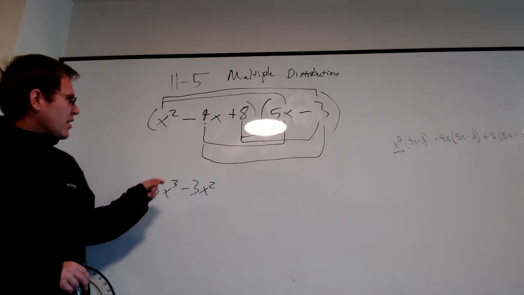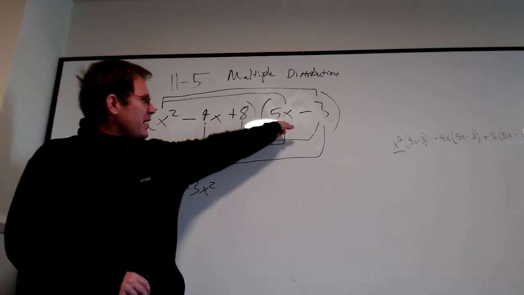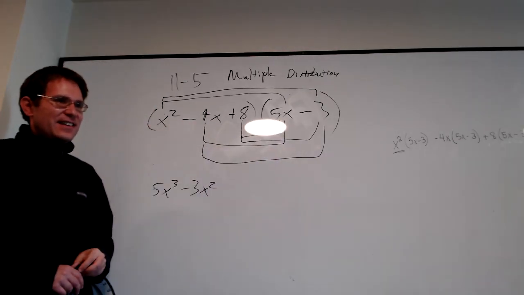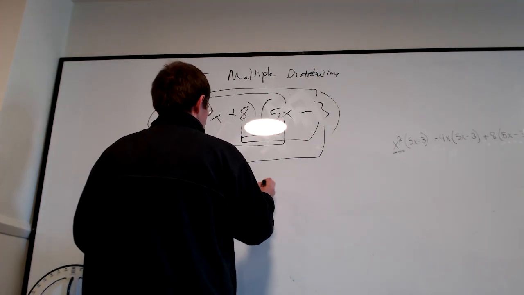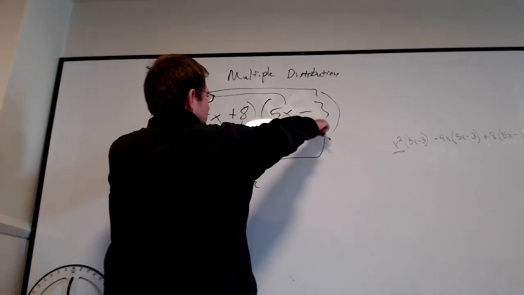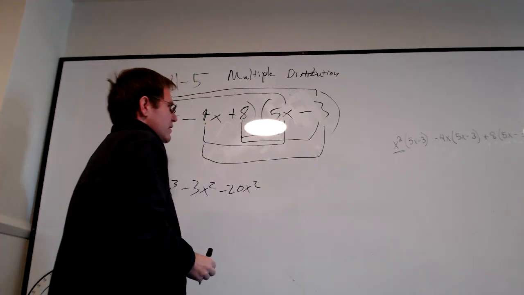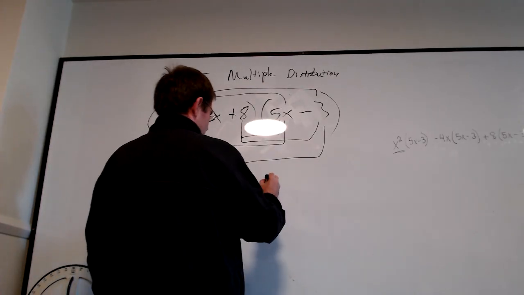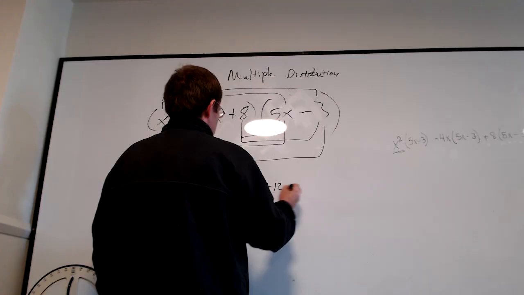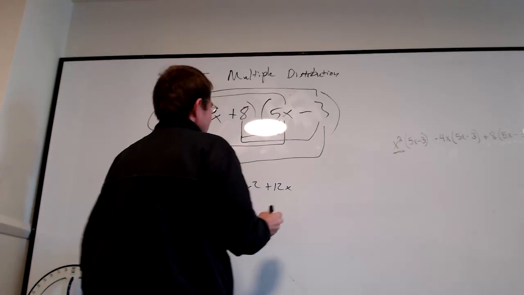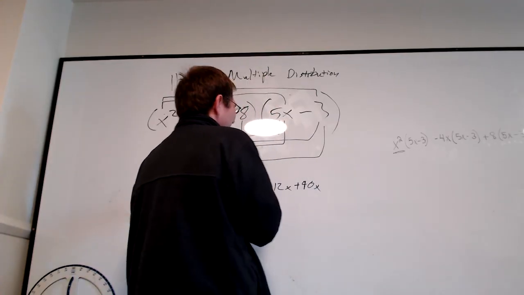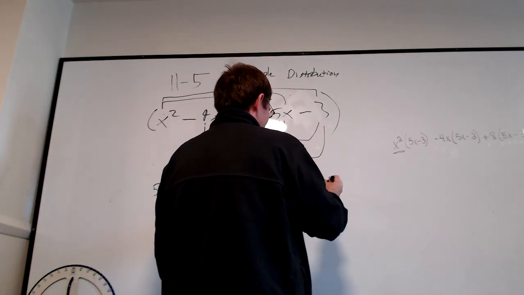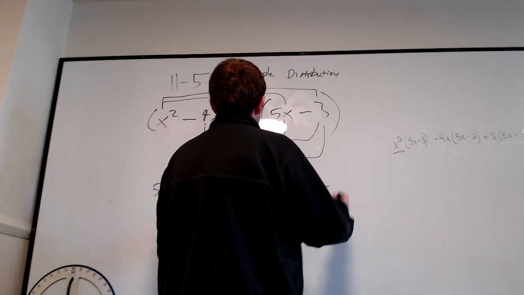Okay, so negative 4x times 5x is? Negative 20x squared. Okay, negative 4x times negative 3? 12x. Okay, 8 times 5x? 40x. There we go. Now we're on a roll. And 8 times negative 3? Negative 24.